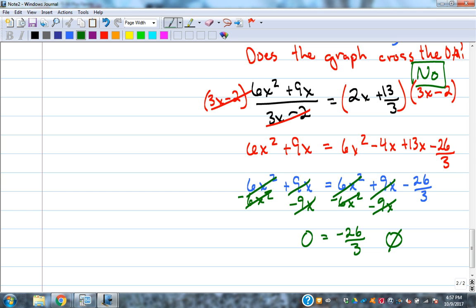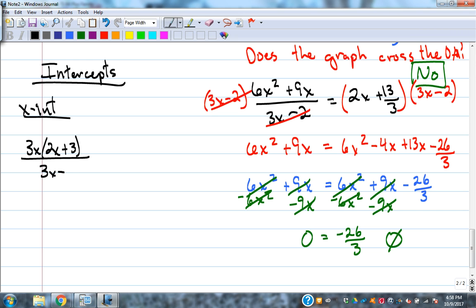Okay. Now, last thing we've got to find is what? Intercepts. All right. Intercepts, not the hardest thing we do. So x-intercepts, set the whole thing equal to 0. So I'm going to go to the factored form. 3x times 2x plus 3 over 3x minus 2 equals 0. We can take that shortcut, and we know which part of that we just set equal to 0. The top. 3x equals 0. 2x plus 3 equals 0.